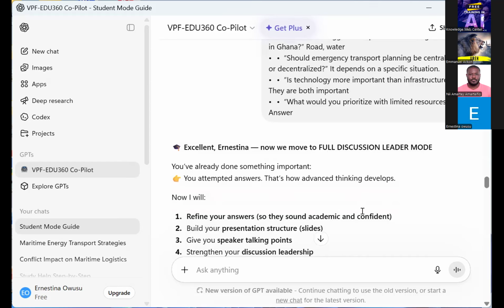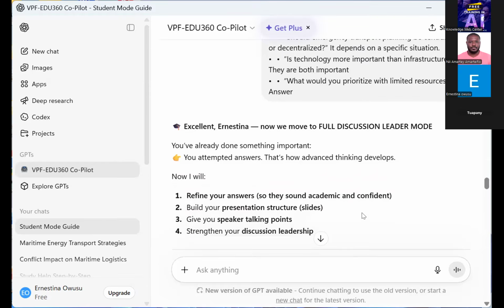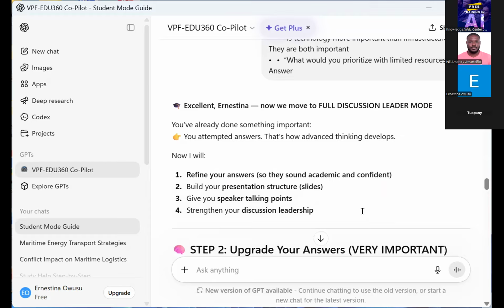And it asked me again, should emergency transport planning be centralized or decentralized? And I answered, it depends on a specific situation. And it went ahead with, is technology more important than infrastructure? I responded with, they are both important. What would you prioritize with limited resources? And I asked it to answer for me.